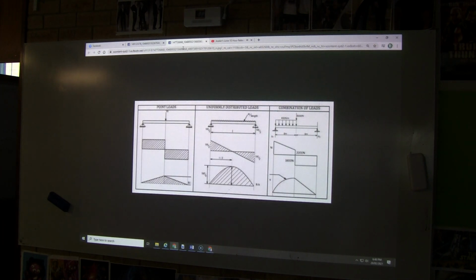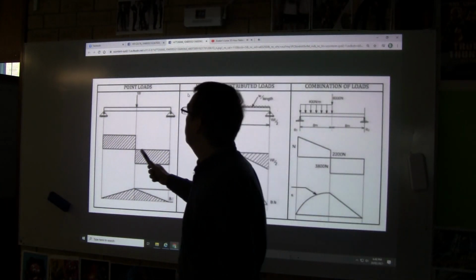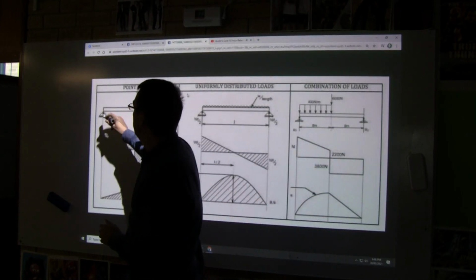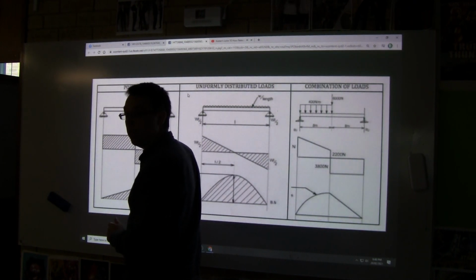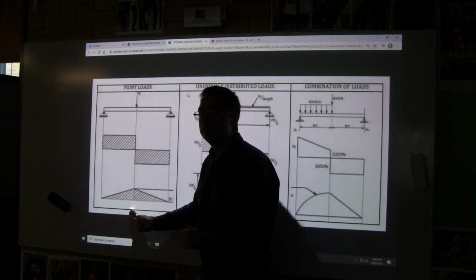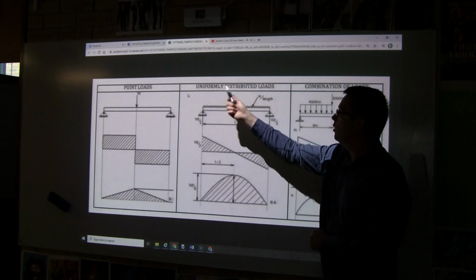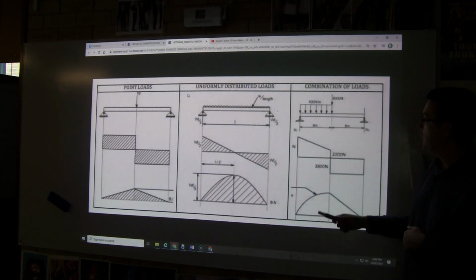Just very quickly, we'll have a look at this. This just confirms what we know. I'm going to reiterate. From point load, we're going to have this equal to half on each side. It's going to give us a block shear force diagram. And for point loads, we get rectangles and triangles. For UDLs, for uniformly distributed loads, we get triangles and curves. And we can have combinations.